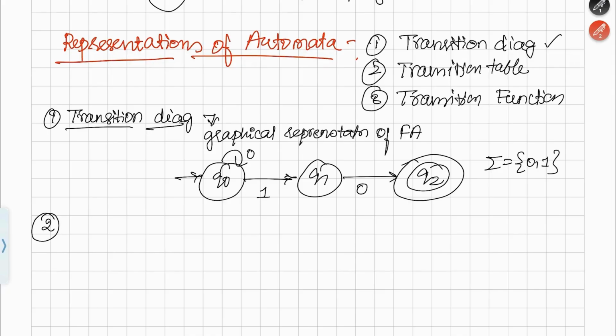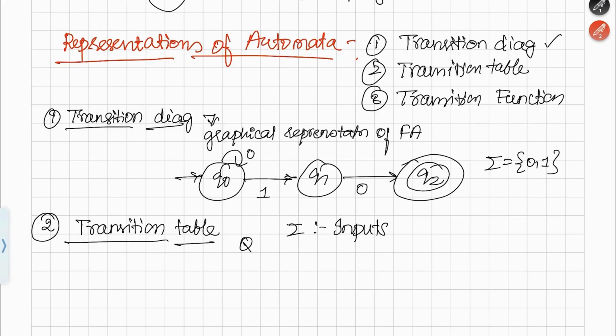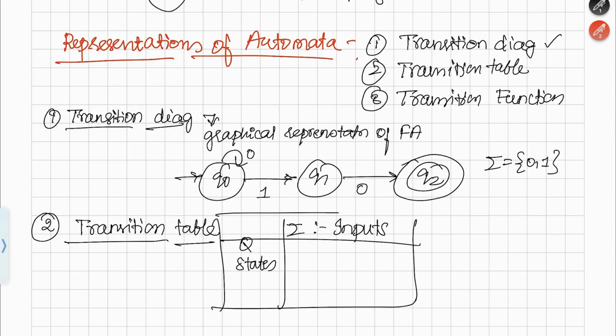From this transition diagram, if we write a table, it is called a transition table. A transition table comprises the symbols here, which are the inputs, and on this side we have the states. So a combination of symbols and states is what we can call a transition table.